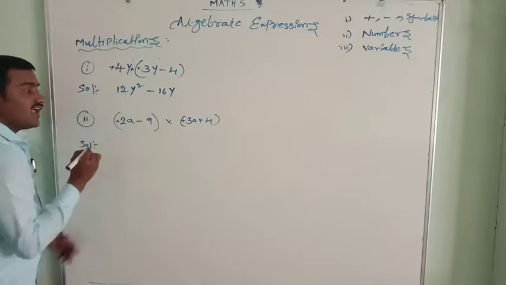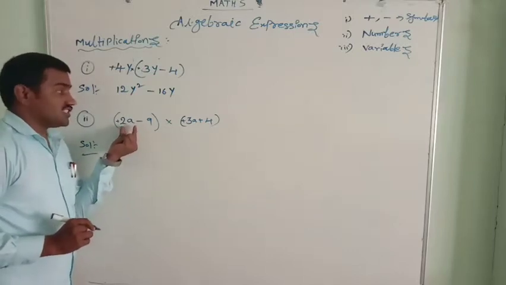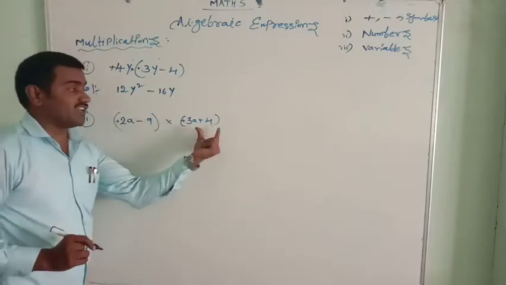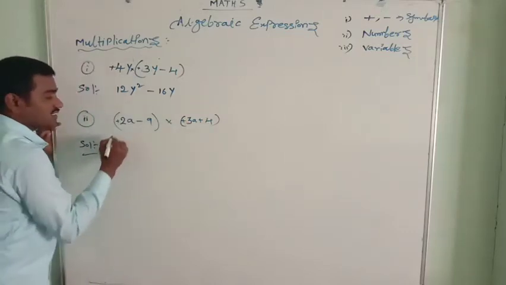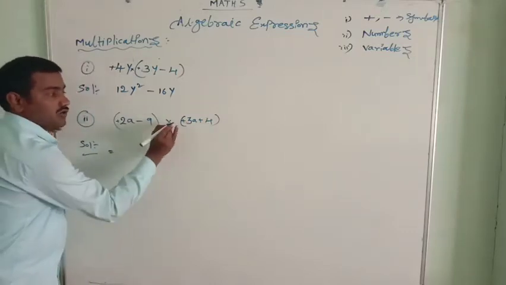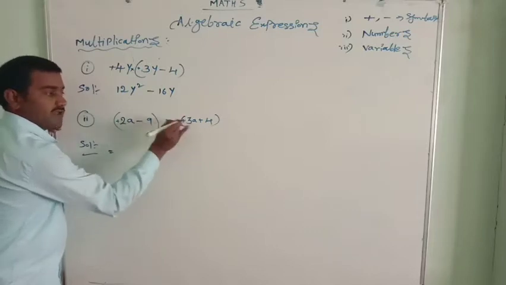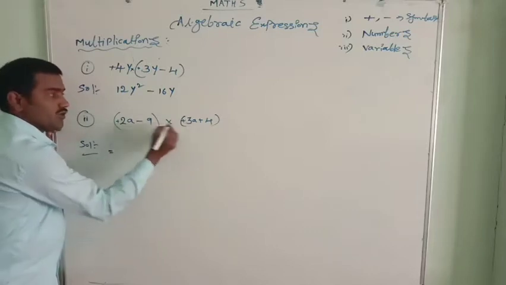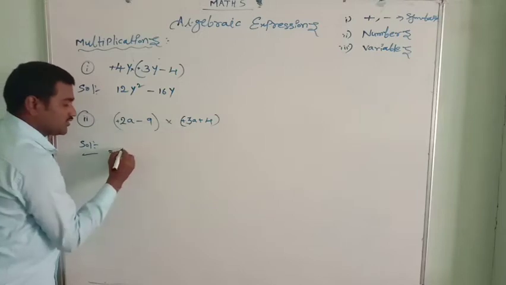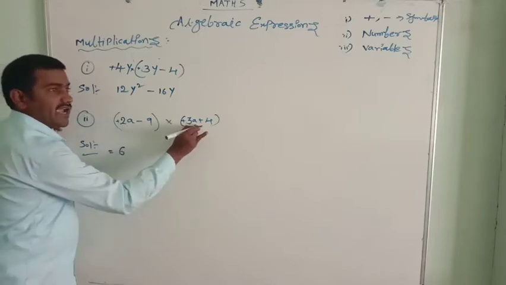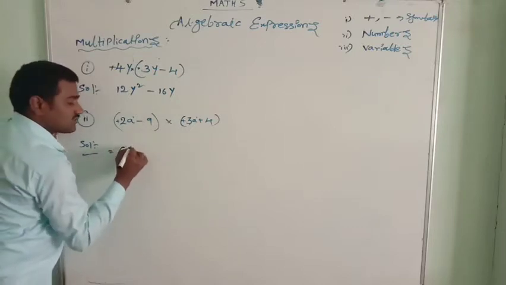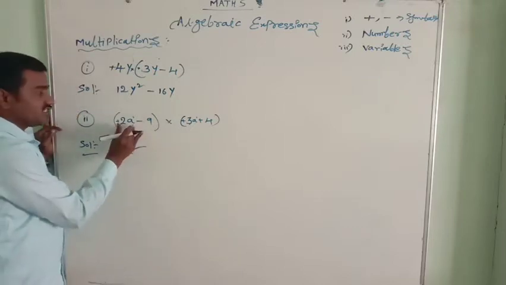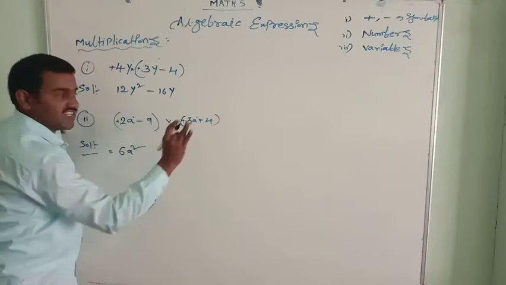So first of all, let us multiply with this 2a. With this 2a we will multiply these two terms. First symbols. Let us write plus into plus. Plus into plus is plus. Then numbers, 2 into 3, 6. A into A. Here 1a, here also the power is 1. So a square. Finished. With this, 2a into 3a is finished.